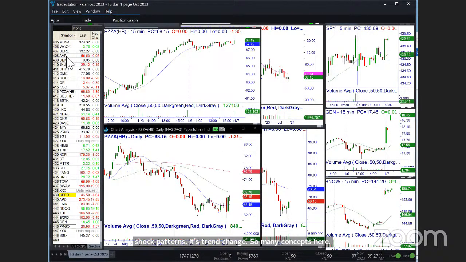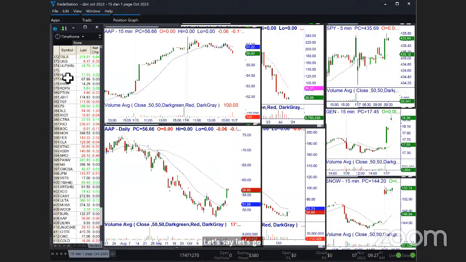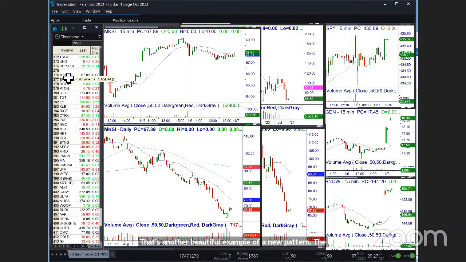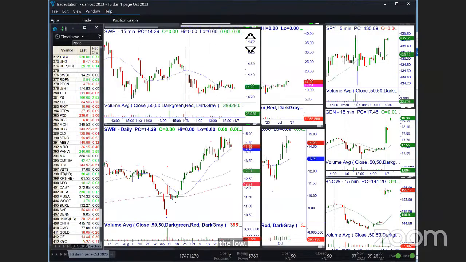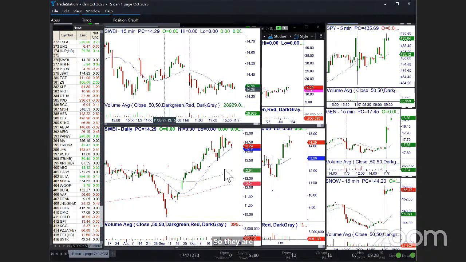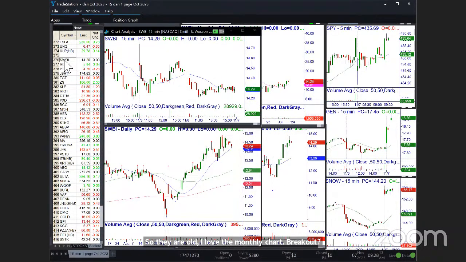Let's see, let's go up now. Let's see what's left on my watch list. HLIP we got into yesterday. That's another beautiful example of a new pattern versus the straight up broader markets. We bought call options on it yesterday. Mixie, why am I looking at you? I was looking at you as a little Climo here at the low. So these are old Suave. I love the monthly chart breakout. Daily, weekly are still just slopping around, a mess.